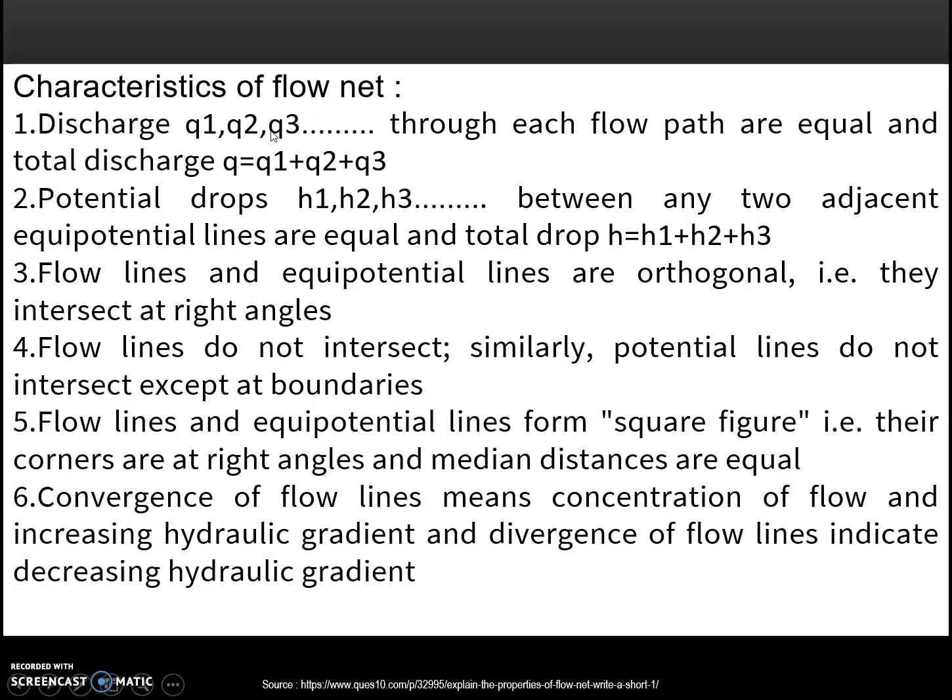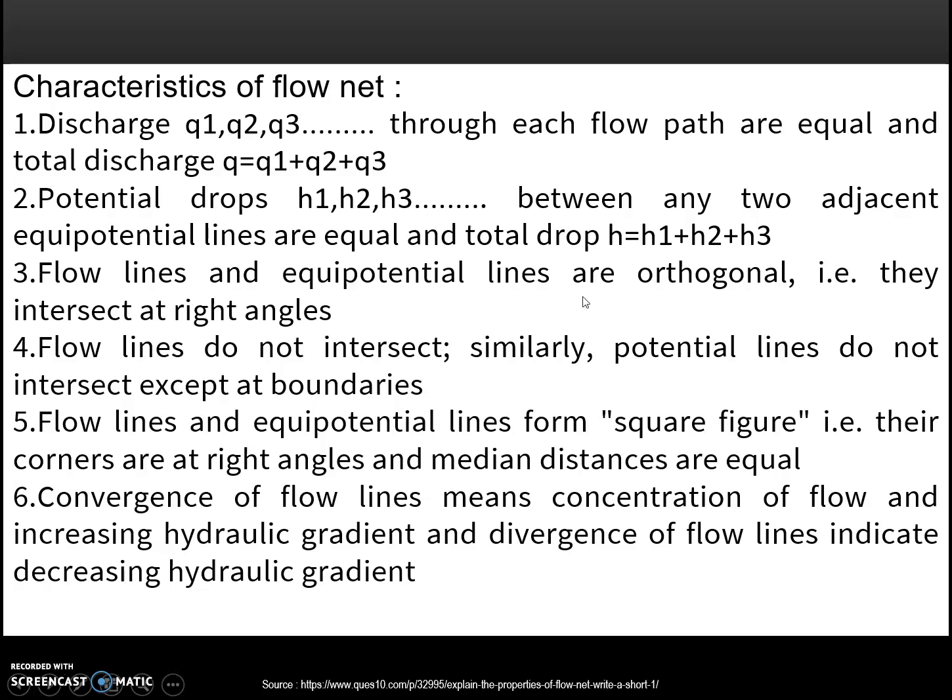Characteristics of flow net. Discharge Q1, Q2, Q3 through each flow path are equal, and total discharge Q is equal to Q1 plus Q2 plus Q3. Potential drops H1, H2, H3 between any two adjacent equipotential lines are equal, and total drop H is equal to H1 plus H2 plus H3.